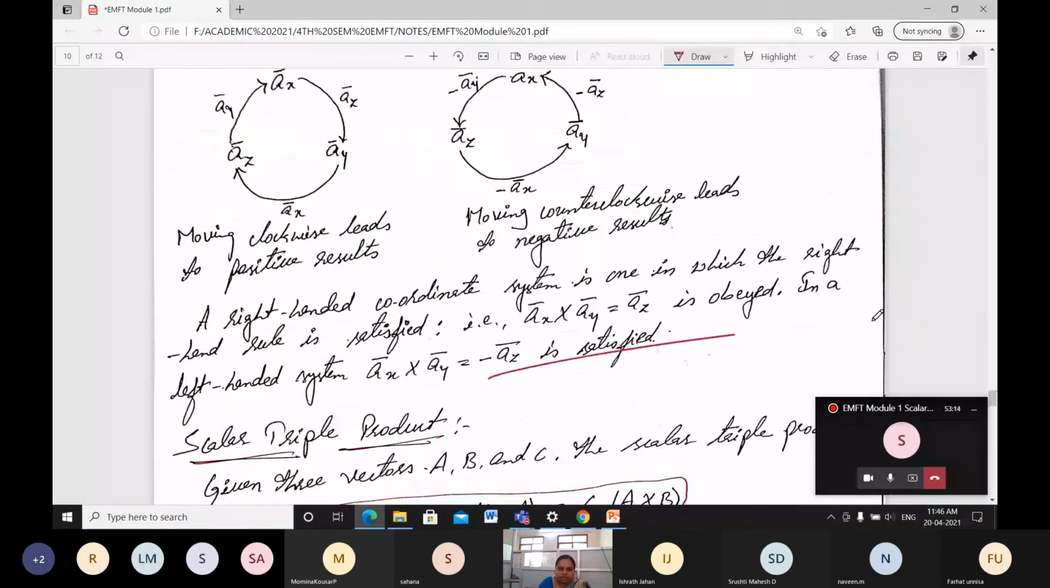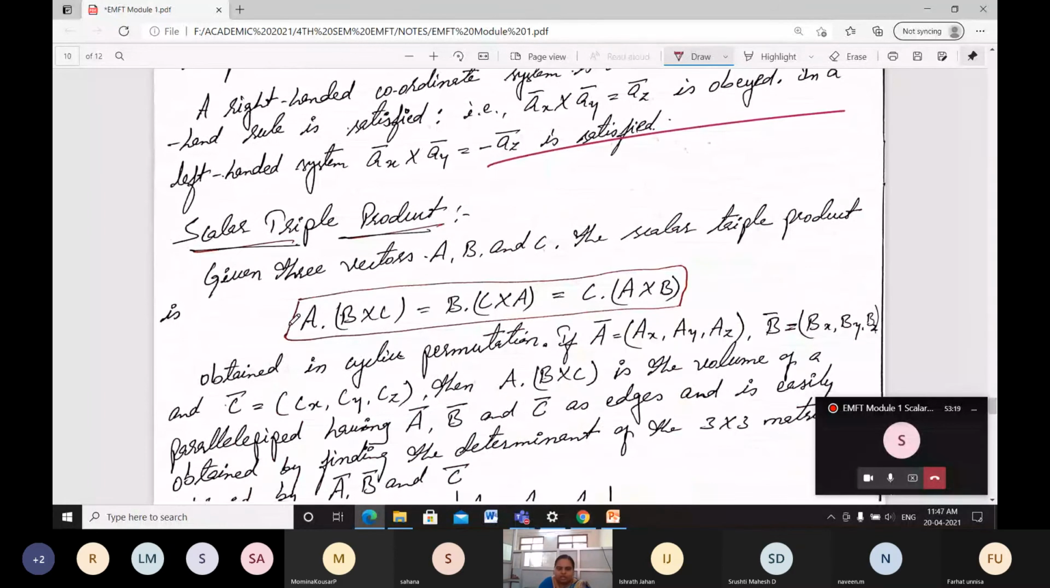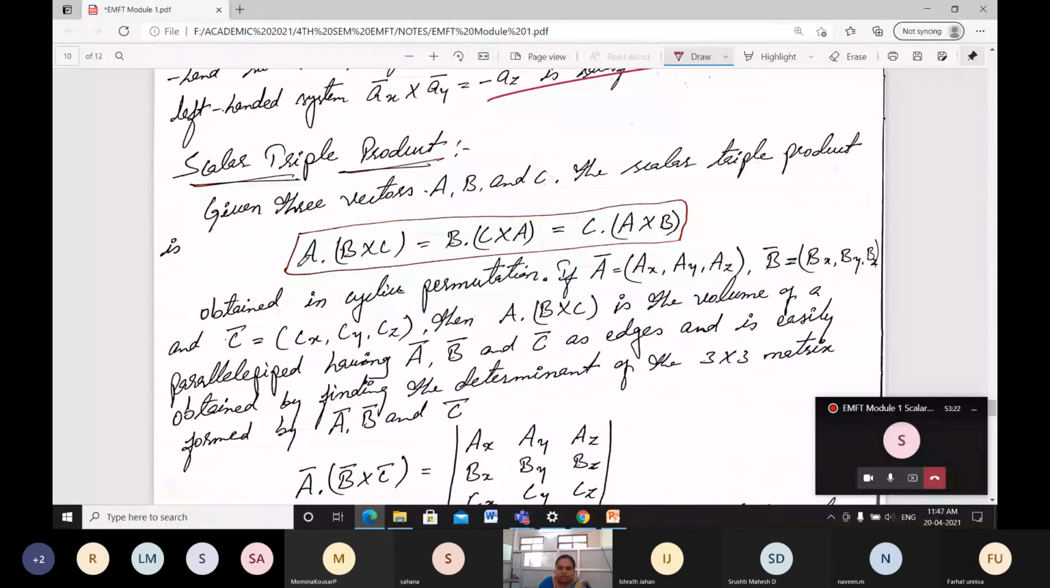The same thing is taken here, no need of going again. Next is the scalar triple product. If a dot is coming, remember that the result is a scalar; if it is a cross, it is a vector. A dot B cross C is equal to B dot C cross A, which is equal to C dot A cross B. This is your scalar triple product.